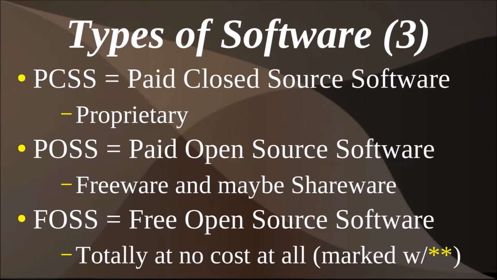Putting it all together, here are the little acronyms for them, the PCSS. And for most of you, you're very familiar with that because that's the proprietary software that nobody gets to see what's in it. Nobody gets to know the code, and you pay for it. The POSS is the open source, but there are some people who said, you know, I worked hard to make this recipe. I'd like a little bit of money for it. And it's usually very little.